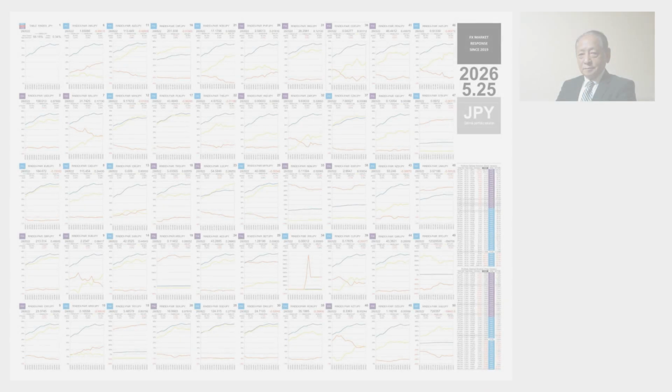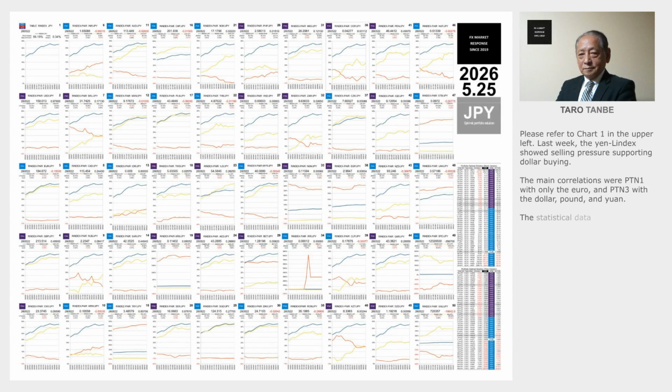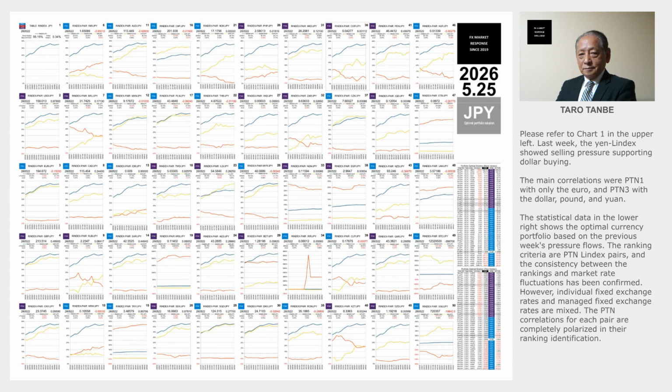Please refer to Chart 1 in the upper left. Last week, the yen Lindex showed selling pressure supporting dollar buying. The main correlations were PTN1 with only the euro, and PTN3 with the dollar, pound, and yuan. The statistical data in the lower right shows the optimal currency portfolio based on the previous week's pressure flows.